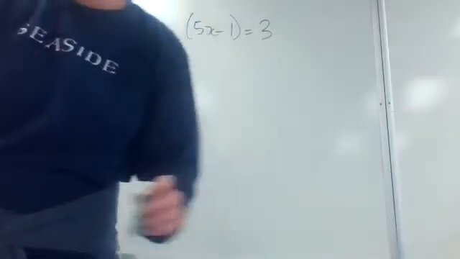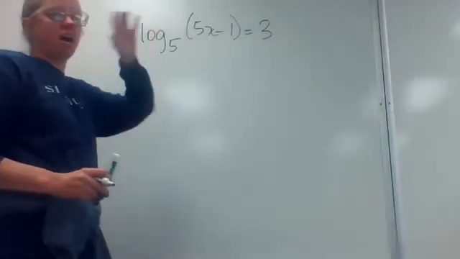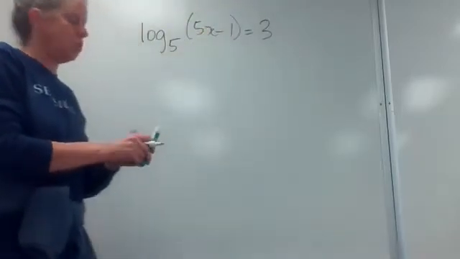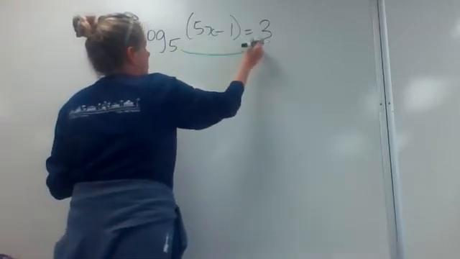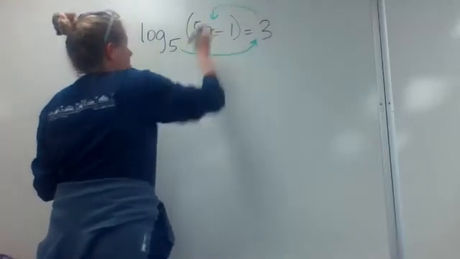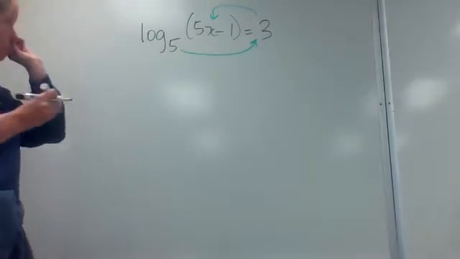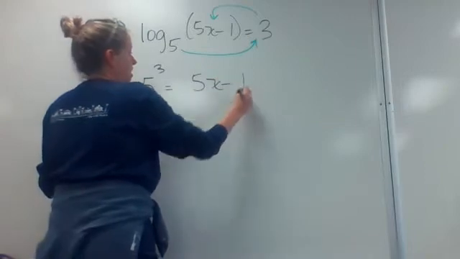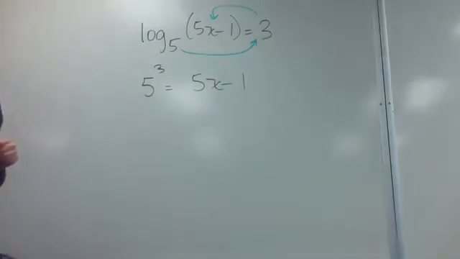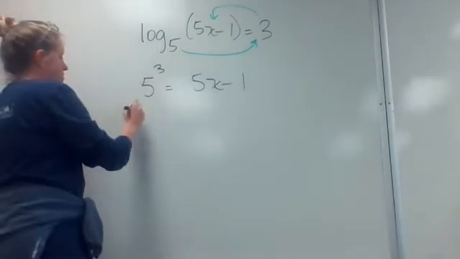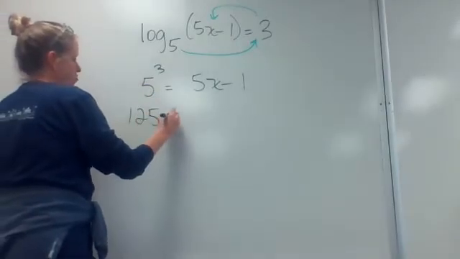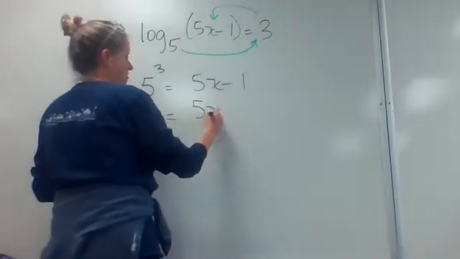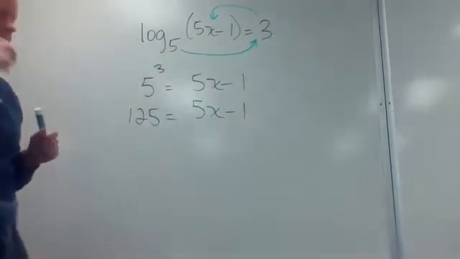If you're solving a log equation, but there's only one log, the best thing is to just turn this into an exponential equation. So you're going to have 5 to the third power equals 5x minus 1. And then solve it for x. 5 to the third is 125, equals 5x minus 1, and then get the x by itself.